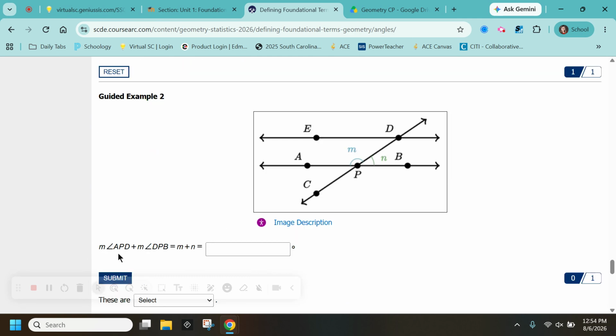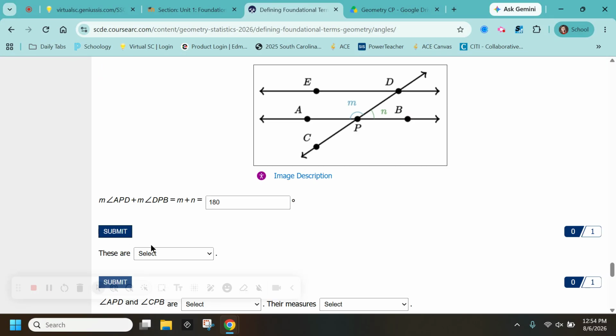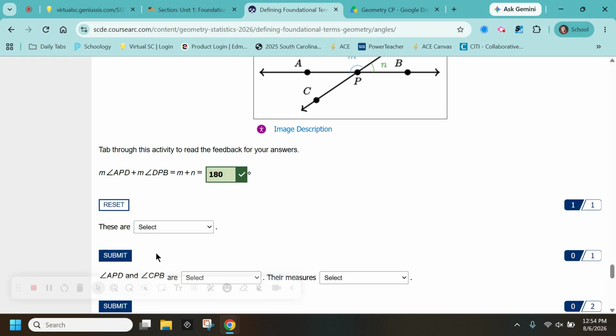Guided example 2, we have APD, so angle M, and DPB, so angle N. The measures of those form a linear pair, so they add up to 180, and they are a linear pair.